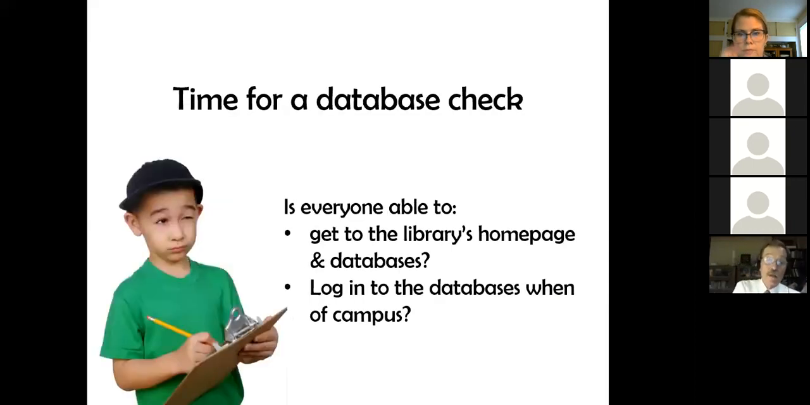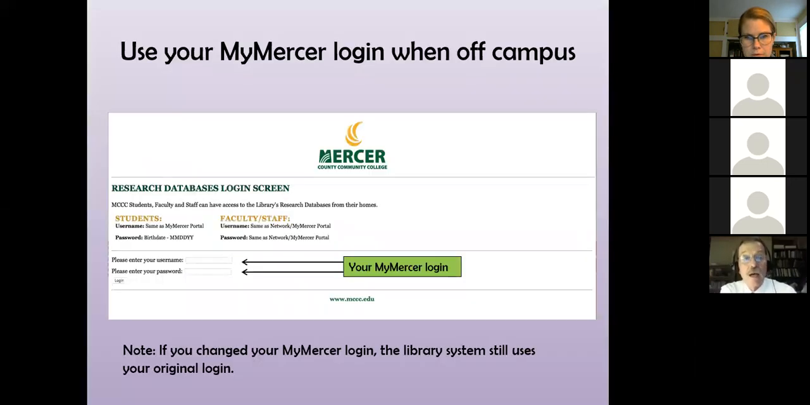Now, I just want to do a quick database check. I want to make sure everybody's okay with getting into the databases, getting to the library's homepage, getting to the databases from home, and things like that. If anybody's having any problems, have any questions about that, be glad to answer them now, or towards the end we'll pause for some questions and such. But I'm going to just kind of move on from here, assuming you kind of know how to get into the databases. Off campus, just to remind you, this is the login screen. Just like my Mercer, first name dot last name, 6-digit birth date, and off you go.